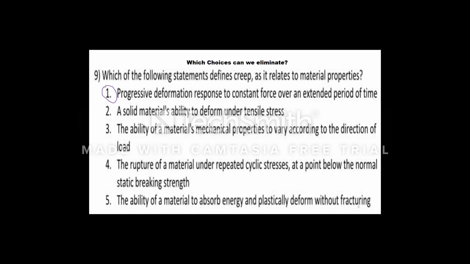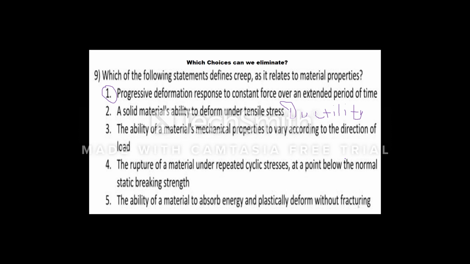Choice 2 reads, a solid's ability to deform under tensile stress. This definition defines the ductility of a material. So this is just ductility. Another answer choice reads, the ability of a material's mechanical properties to vary according to the direction of the load. This actually doesn't define a mechanical property so much as it defines a general rule for mechanics.